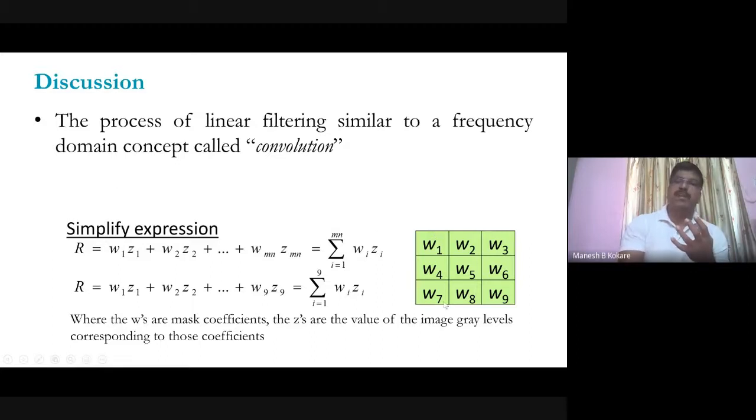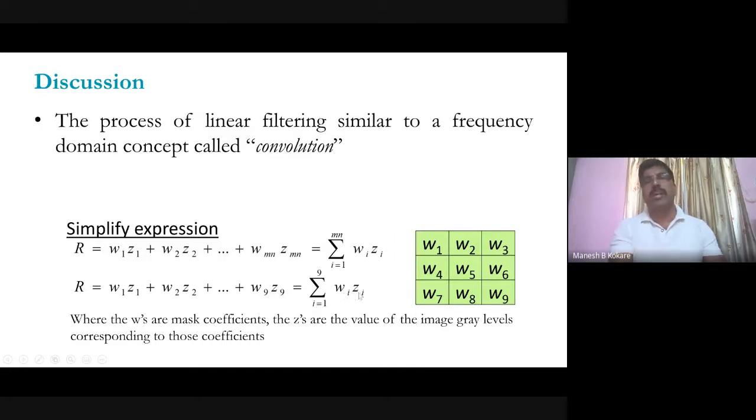In the same way, suppose these are the weights of the mask, and z1, z2, z3 up to z9 are the pixel intensities. You multiply z1 with w1, plus z2 with w2, and so on up to w_mn z_mn. If you are considering a 3 by 3 mask, then this mn value will be equal to 9, so the last term is w9 z9, with i from 1 to 9.